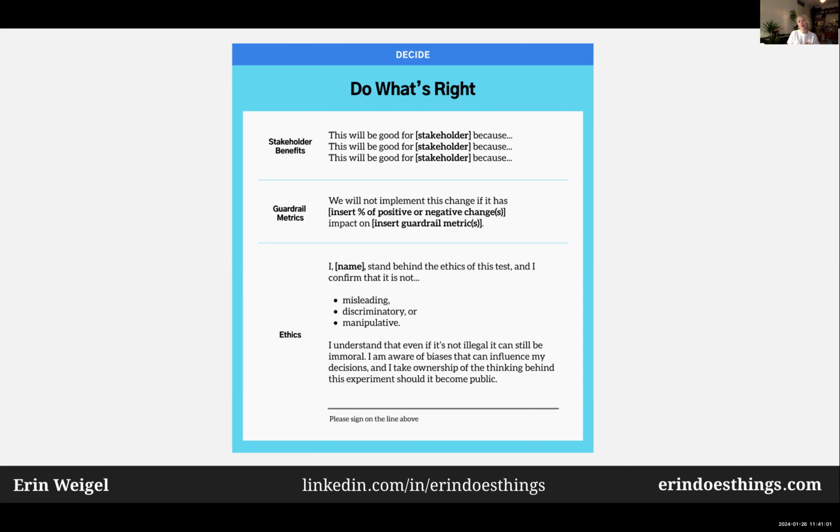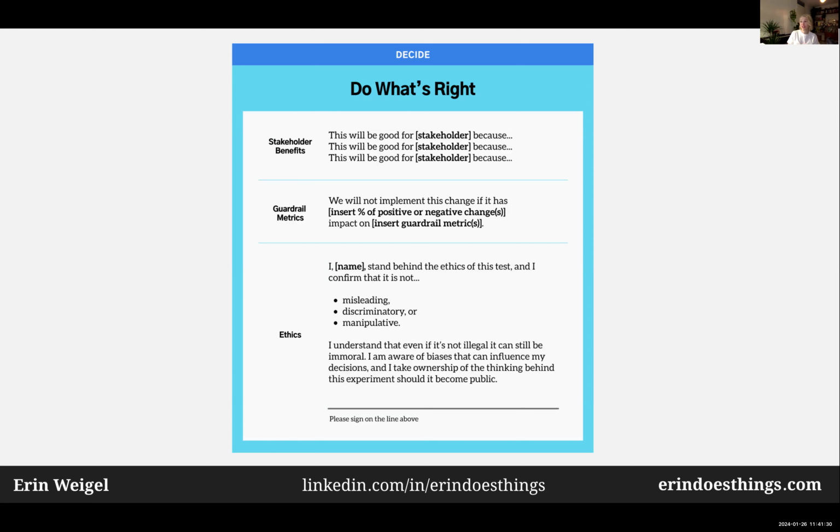Which also brings us to the third part of this template, which is ethics. And I think we, as an experimentation community in general, can do a lot better job talking about the ethics of the things that we do. This particular part of the template is a moment to pause and think, is this the right thing for people? Do I feel proud of the thing that I'm putting into the world? What are my intentions behind running this experiment? Am I sure that it's not misleading, discriminatory, manipulative, excluding people by not being accessible, all that kind of stuff?